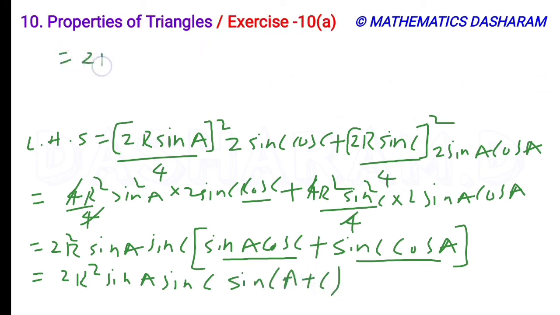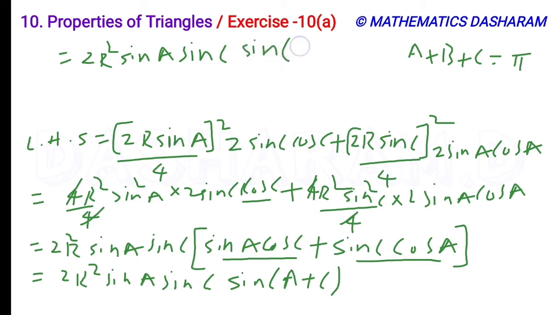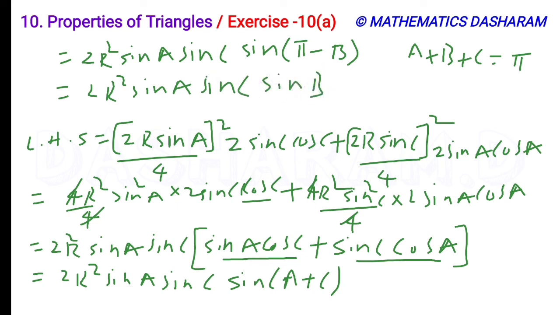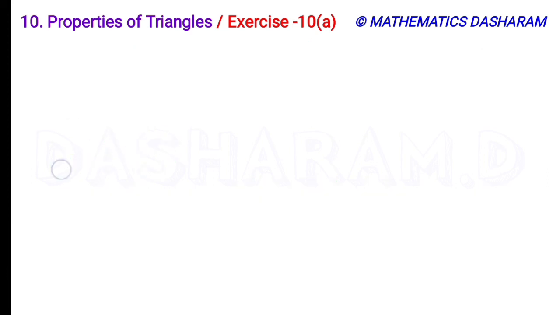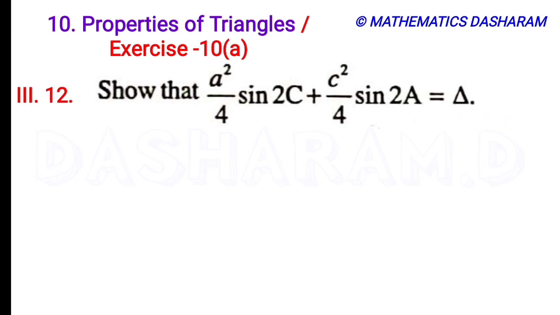So it equals 2R² sin A sin C sin(A + C), but A + B + C = π. From this, A + C becomes π − B. It equals 2R² sin A sin C sin(180 − θ), which is sin θ. So it is exactly the delta formula: 2R² sin A sin B sin C = Δ. So hence proved.